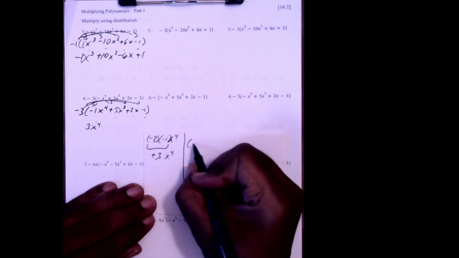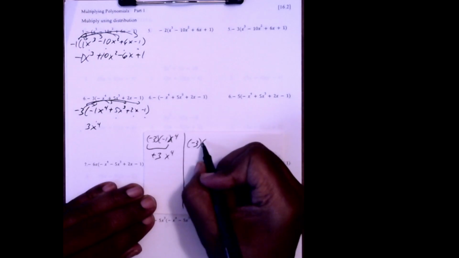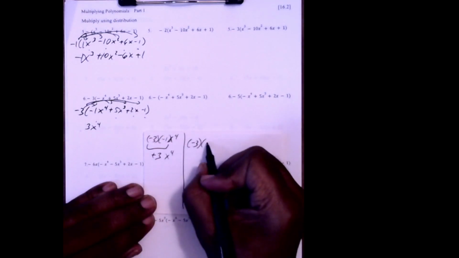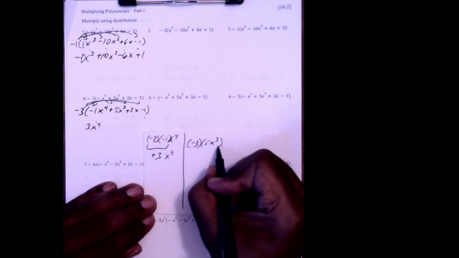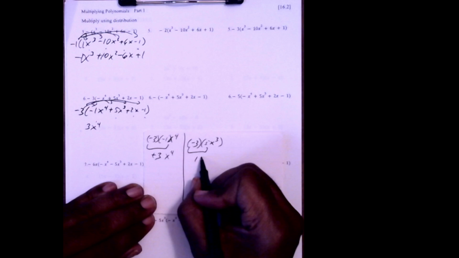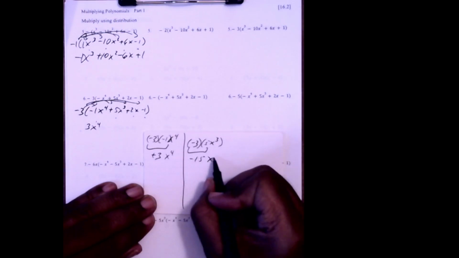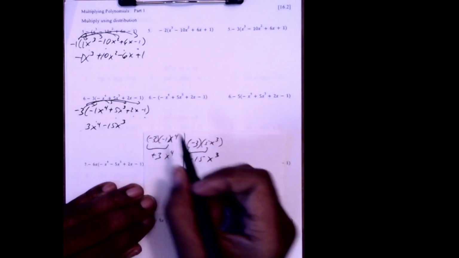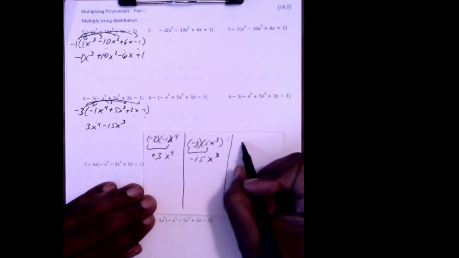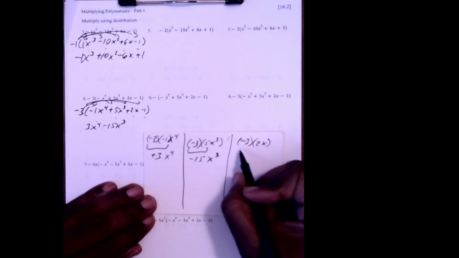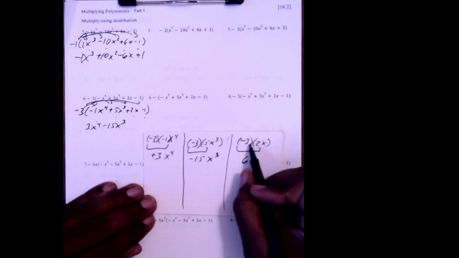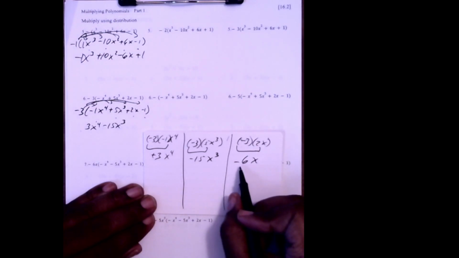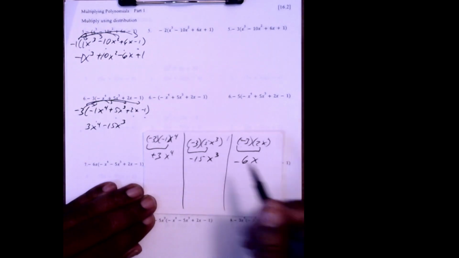Okay, let's go further. So next we have a negative 3 multiplied with the next term, which is a 5x cubed. And the 3 times 5 is 15. You multiply by 1 negative, so that's negative times x cubed. So negative 15x cubed. Next, we have the negative 3 multiplying with the 2x. And the 3 times 2 is 6. Multiplied by 1 negative is negative. Negative 6 times x is negative 6x.